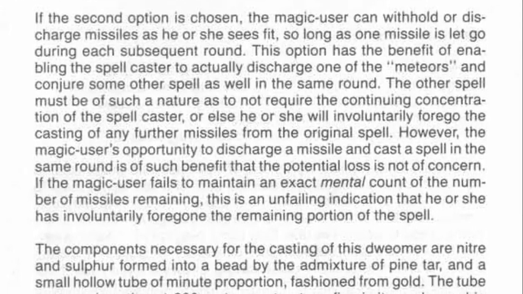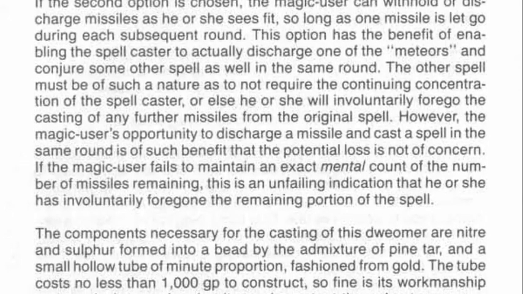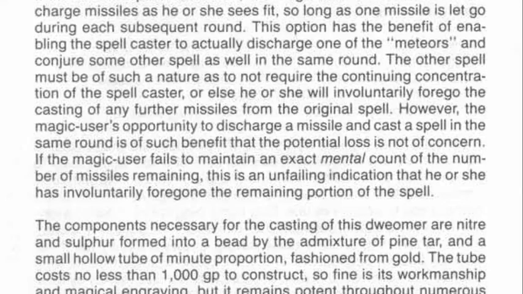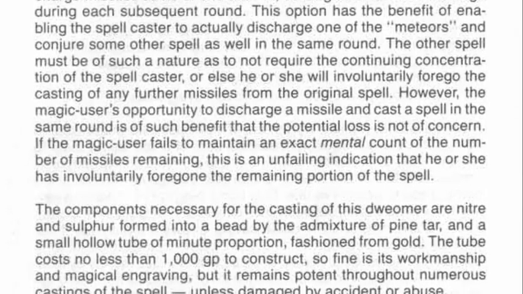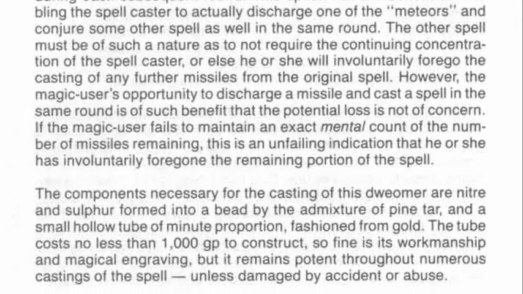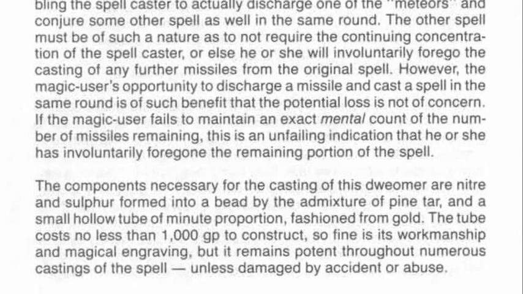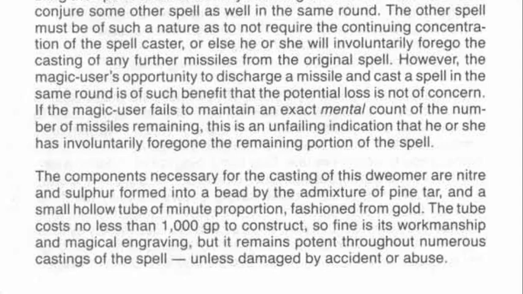The components necessary for the casting of this Dweemer are niter and sulfur formed into a bead by the admixture of pine tar and a small hollow tube of minute proportion fashioned from gold. The tube costs no less than 1,000 gold pieces to construct, so fine is its workmanship and magical engraving, but it remains potent throughout numerous castings of the spell, unless damaged by accident or abuse.